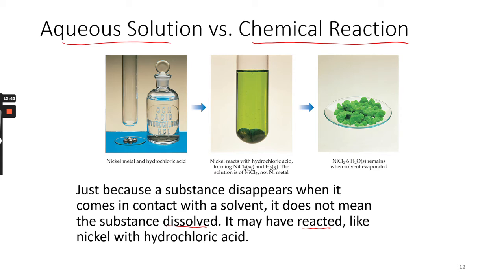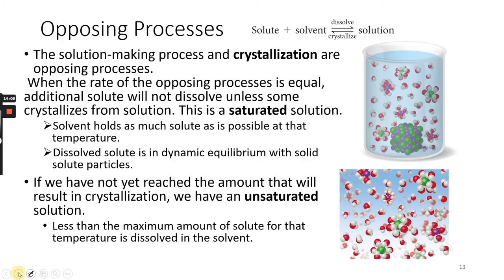Also, when you let the solvent evaporate, you do not get back shiny nickel. You get this green nickel chloride hydrate that's sitting here. So most of the time when you have a solution, if you let the solvent evaporate, you will end up with your solute back, because dissolving is a physical change. So when you reverse it, you should get back what you started with.